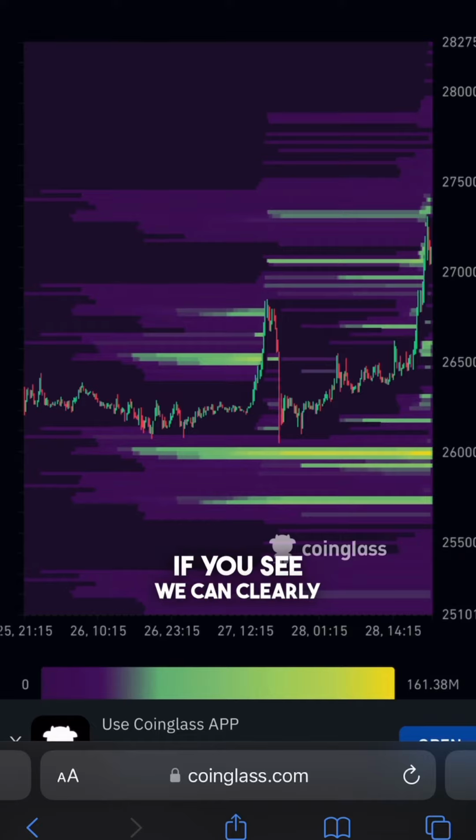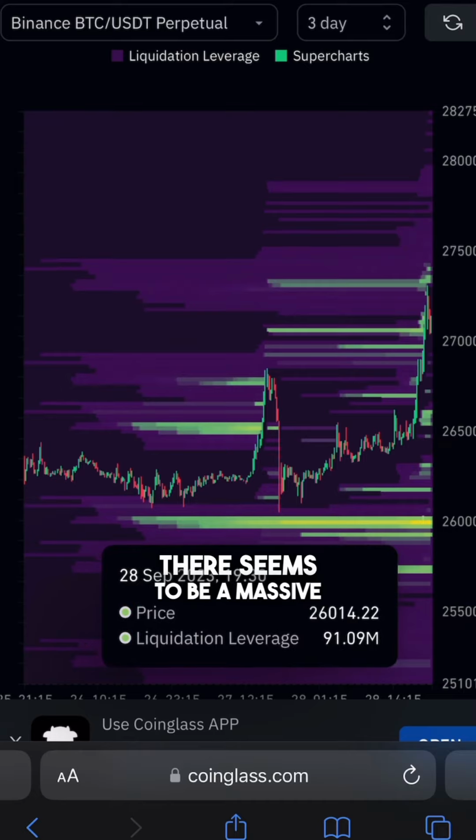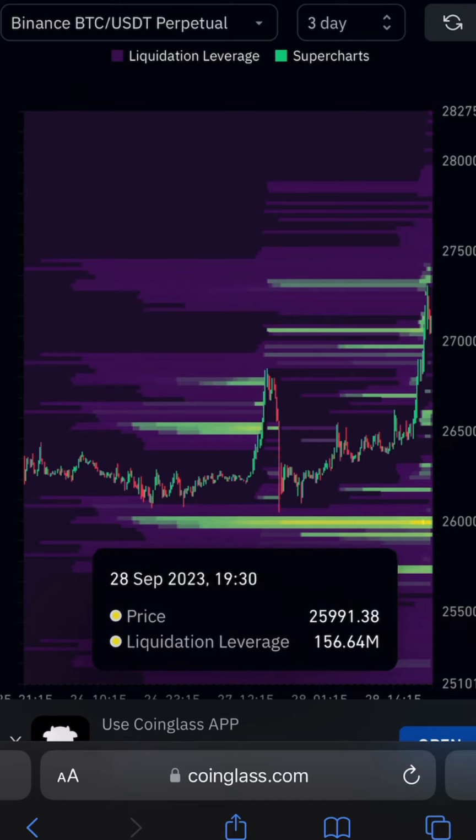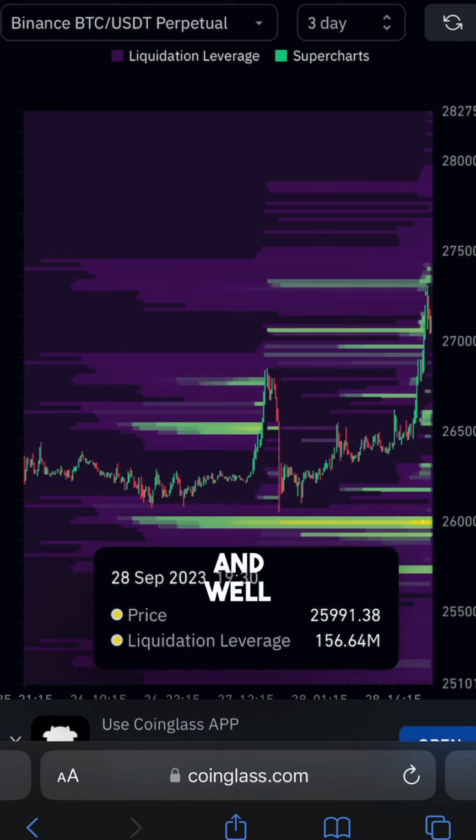Now, we can clearly see that on the 3-day time frame for this particular chart, you can definitely see that there seems to be a massive liquidity pocket at, well, I wouldn't call it massive, but a considerable liquidity pocket at around 26K. And well, if you see the high up we go, it seems like with the price movement up, Bitcoin has already taken out a few different liquidity pockets to the upside. So on the 3-day, the biggest liquidity pocket we have right now is towards the downside.